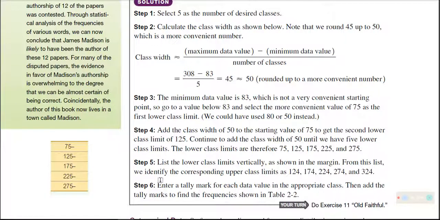From this list, we identify the corresponding upper class limits. Minus 1 lang. 125 minus 1, 124. Dito mo siya isusulat. Sa tabi ni 75. Sa right ni 75. And then, 175 minus 1. Sa right naman siya ni 125, which is 174.